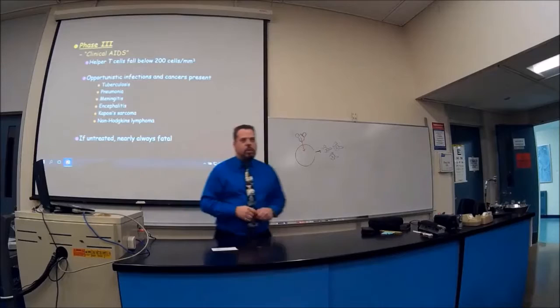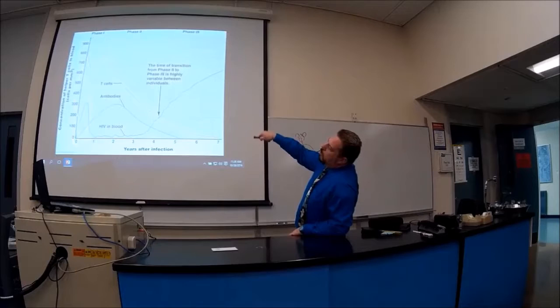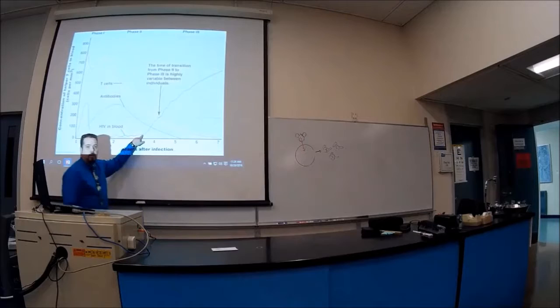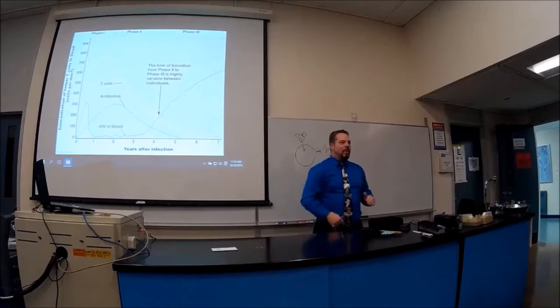So what's happening here over the years? This is years after infection. This is helper T cells in the body. You can see here that this is T cells. The orange here, the T cells are going down. HIV in the blood would then go up. Think about it. If the viruses in the blood are going to destroy all your helper T cells, they're inversely proportional. The numbers of viruses go up, your helper T cells will go down. Does that make sense? Okay.